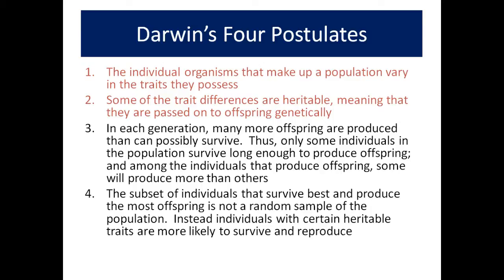The fourth postulate is that the subset of individuals that survive best and produce the most offspring is not a random sample of the population. Instead, individuals with certain heritable traits are more likely to survive and reproduce.